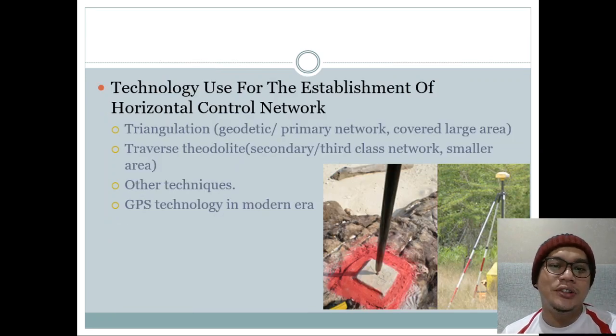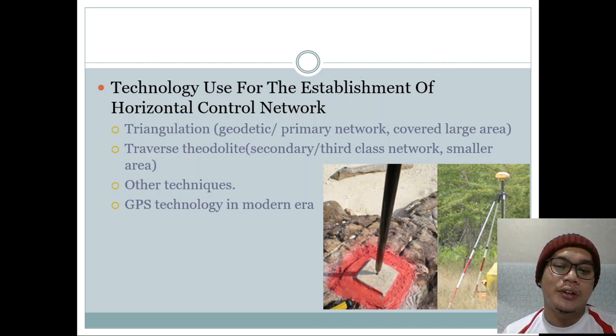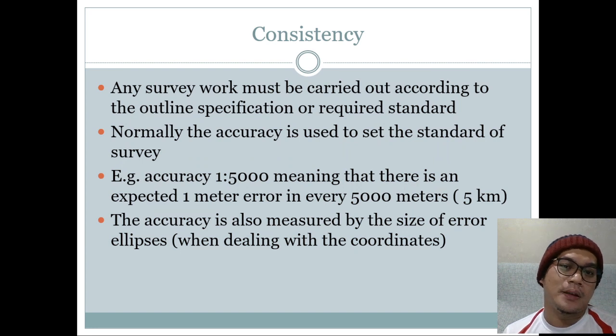So, what are the technologies used for the establishment of the horizontal control network? There are a lot actually. Before this, they used conventional survey methods, such as triangulation, traverse, theodolites, and other techniques. However, nowadays, the use of GPS really helps to ensure the accuracy and to speed up the process, as well as being very economical in scale. And also the consistency of the data.